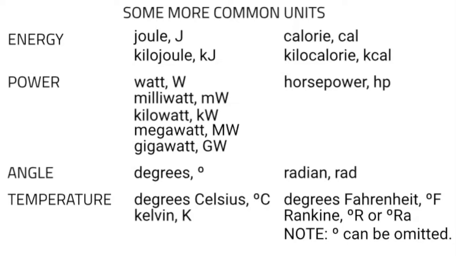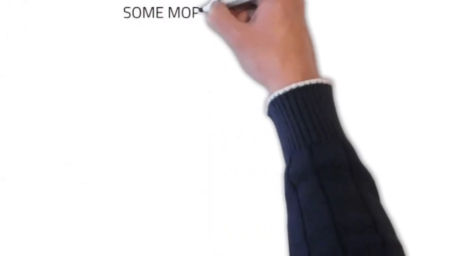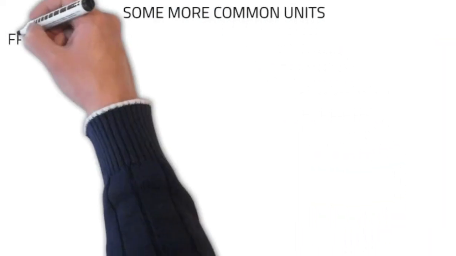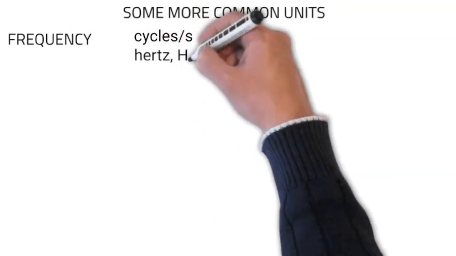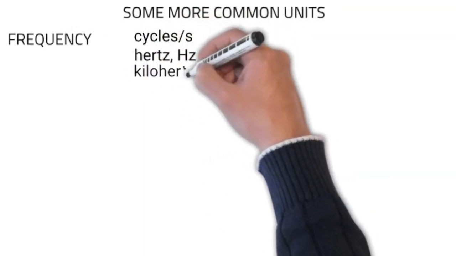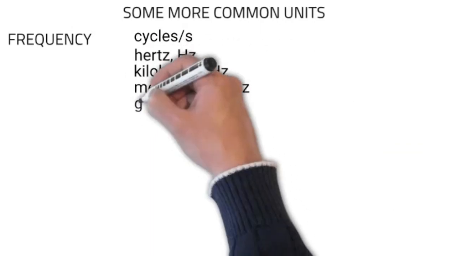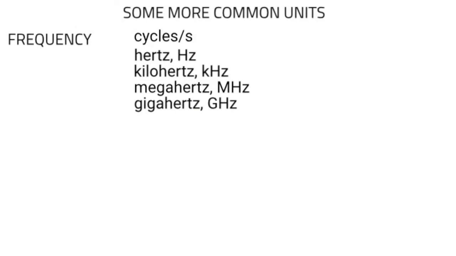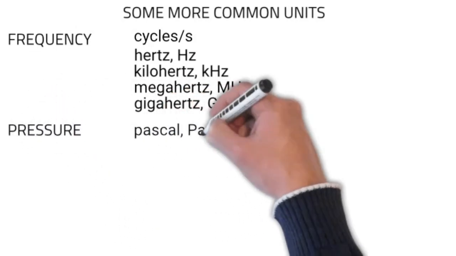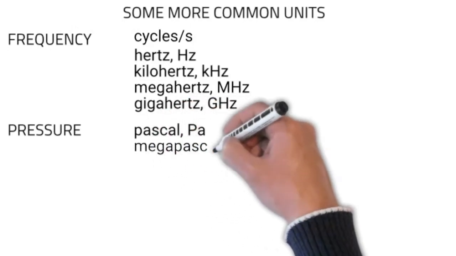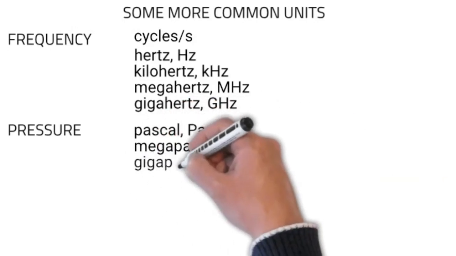Some more common units include frequency. It was originally in cycles per second, but a more recent change has been hertz, kilohertz, megahertz, and gigahertz. And finally, pressure is measured in the pascal in the metric system, as well as the megapascal and the gigapascal. And in the imperial system, it's measured as pounds per square inch.